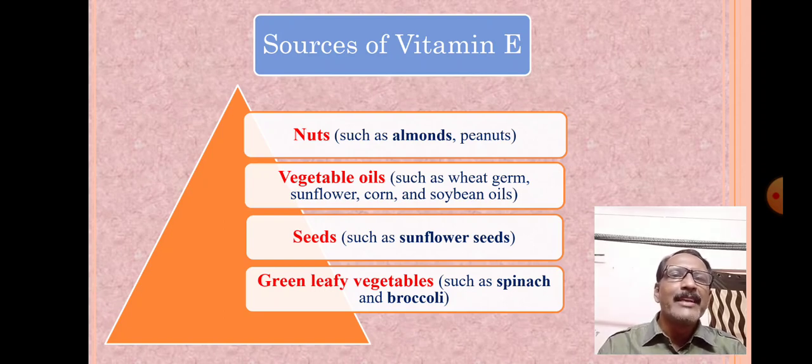In sources of vitamin A, carrots, sweet potatoes, then spinach, then milk were listed. As far as vitamin D is concerned, there is no specific food for vitamin D, but sunlight is very important as the source. But in the series of fat soluble vitamins, sources of vitamin E are nuts, vegetable oils, seeds, green leafy vegetables.